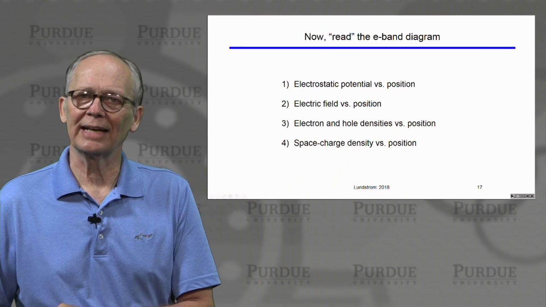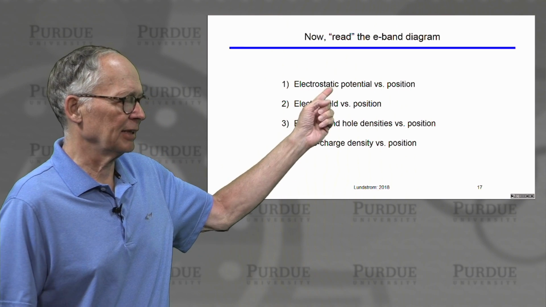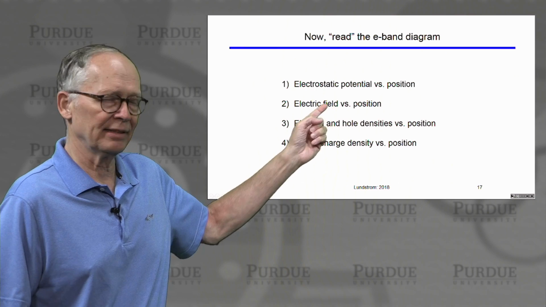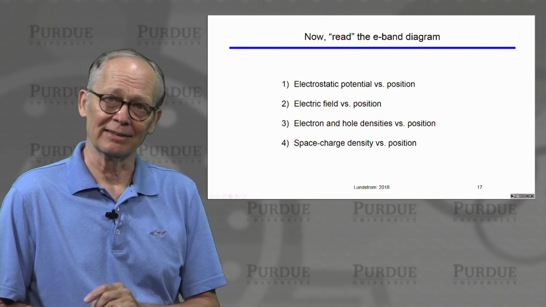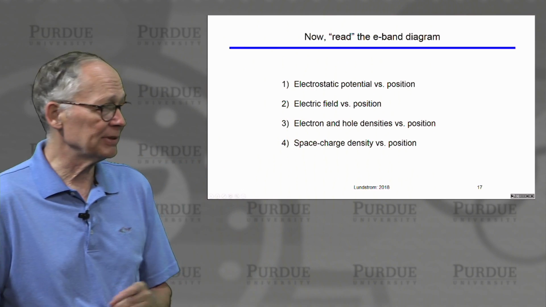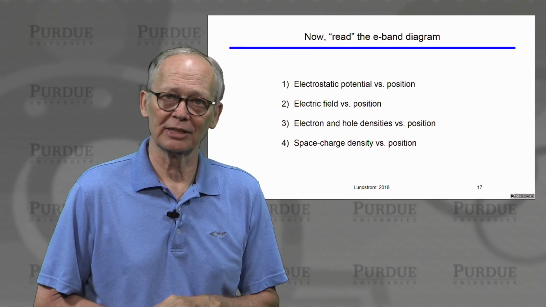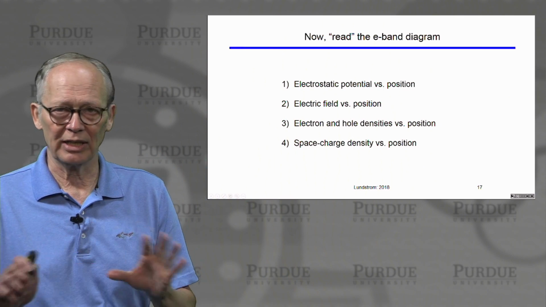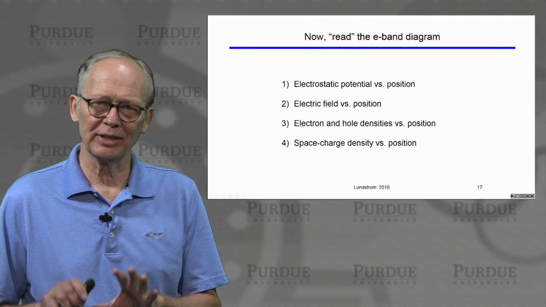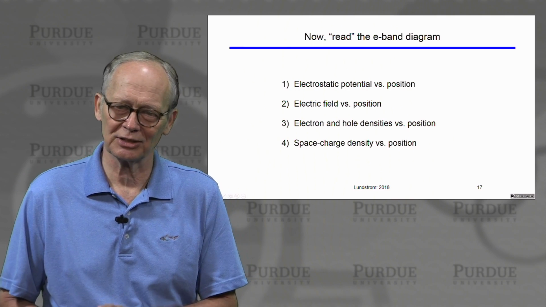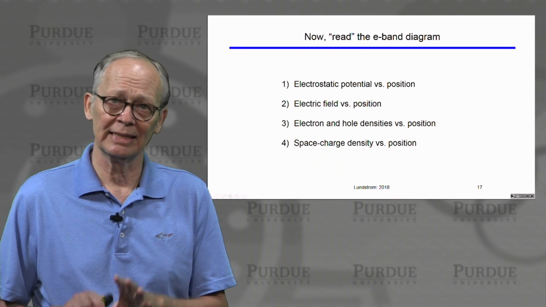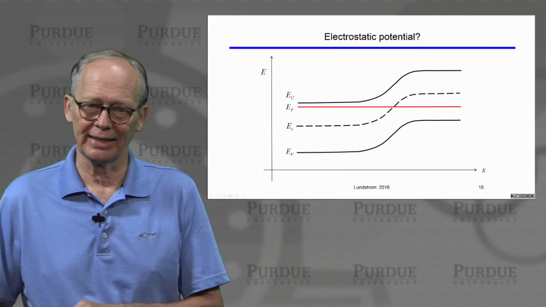So let's read this energy band diagram and determine the electrostatic potential versus position, the electric field versus position, the electron and hole densities versus position, and the space charge density versus position. We could get all of these mathematically by solving those complicated semiconductor equations, but we can get them qualitatively simply by reading the energy band diagram.